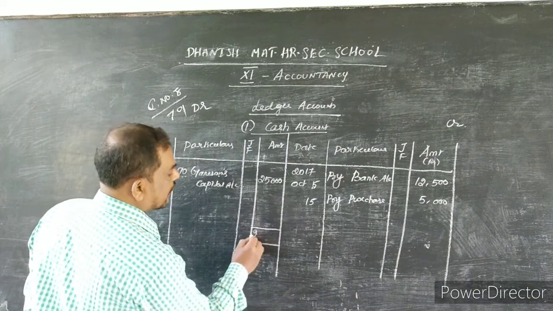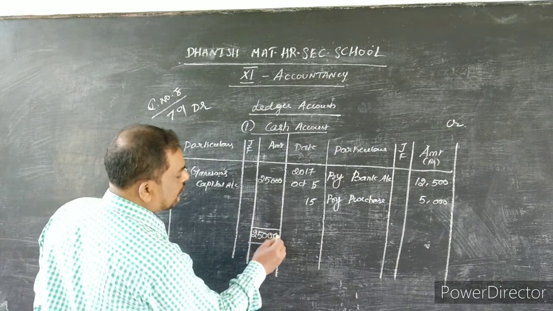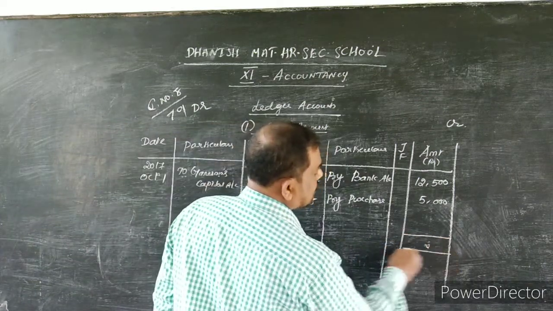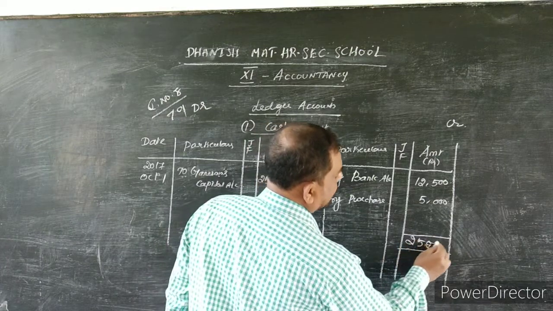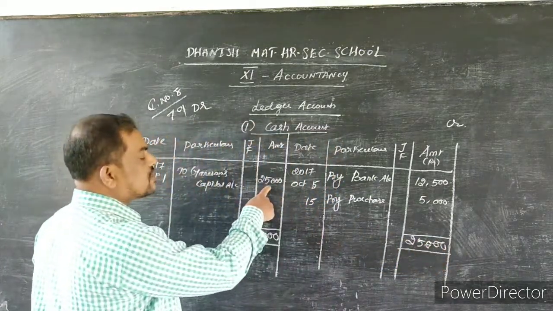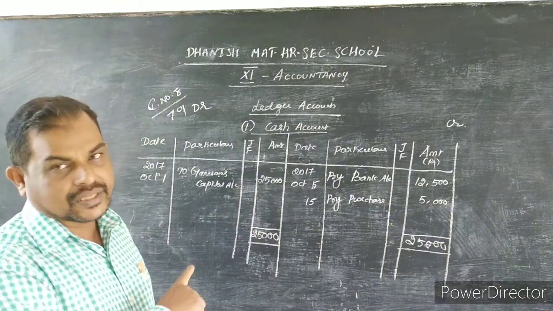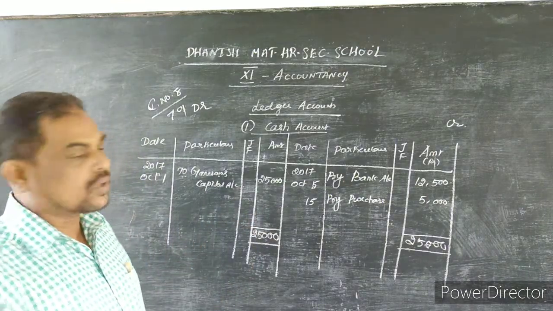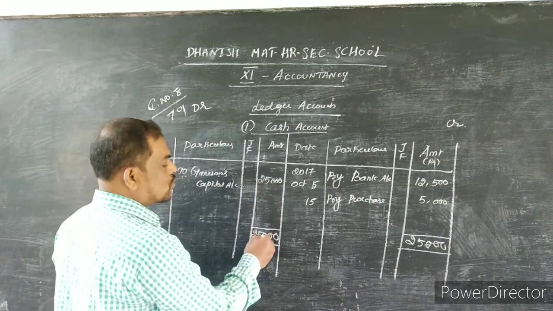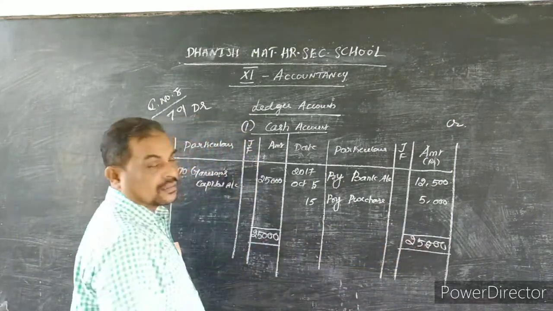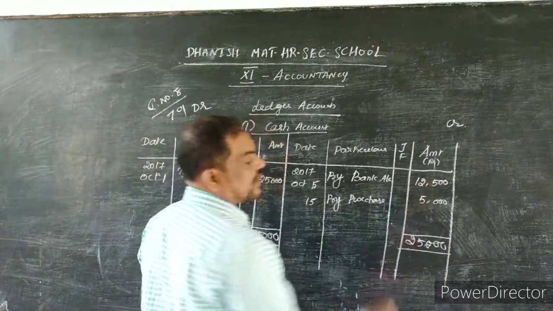How much? 25,000. So the same 25,000 should come here as a balance. Which side is bigger? That amount only should come on both the debit side and the credit side. That is the rule for balancing the ledger accounts. Now here the debit side is more, so on both sides 25,000 has come. But here only 17,500 has come.